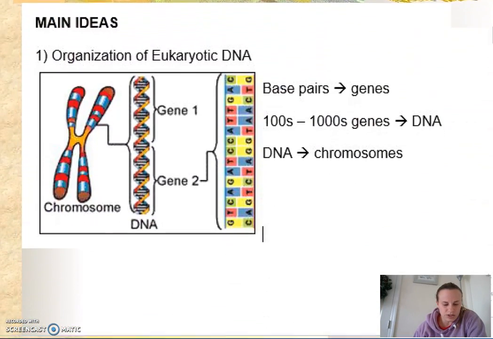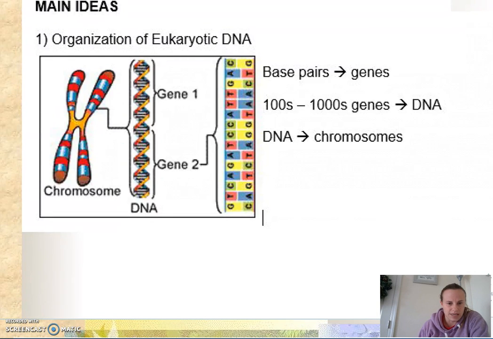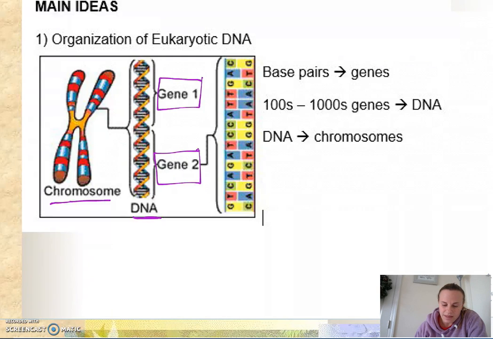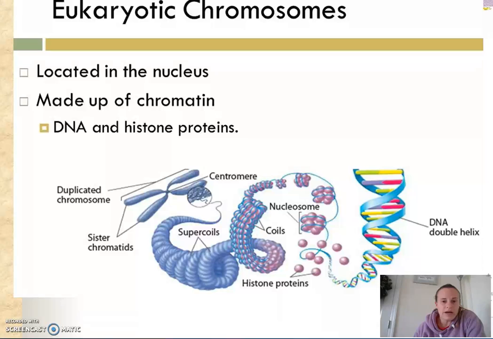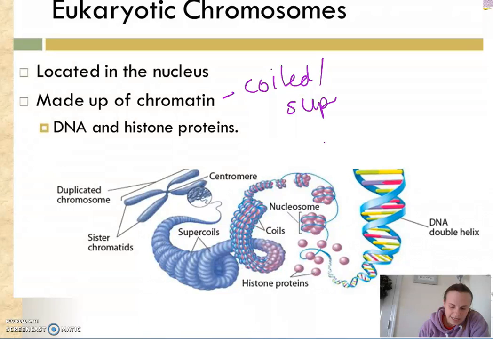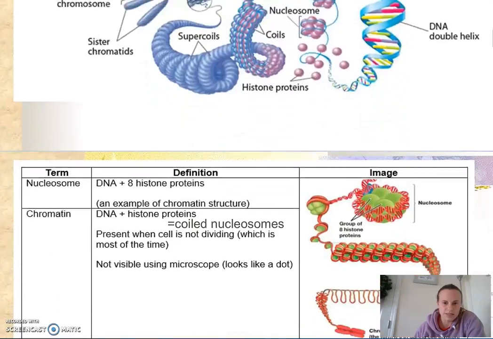Some main ideas that you should know: the organization of eukaryotic DNA. Chromosomes are made up of hundreds or thousands of genes, where those genes contain DNA that are made up of various base pairs. To elaborate on eukaryotic chromosomes, they are located in the nucleus. They are made up of chromatin that is coiled or supercoiled, and it contains your DNA and your histone proteins.